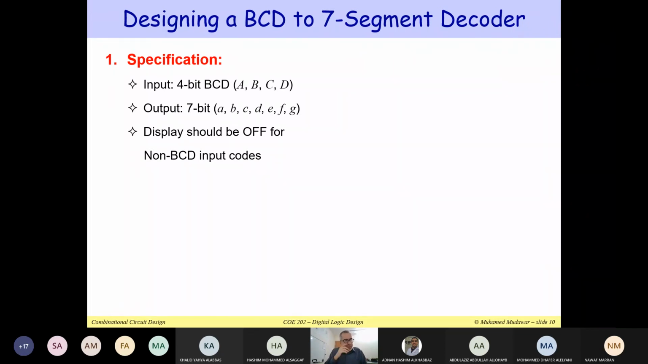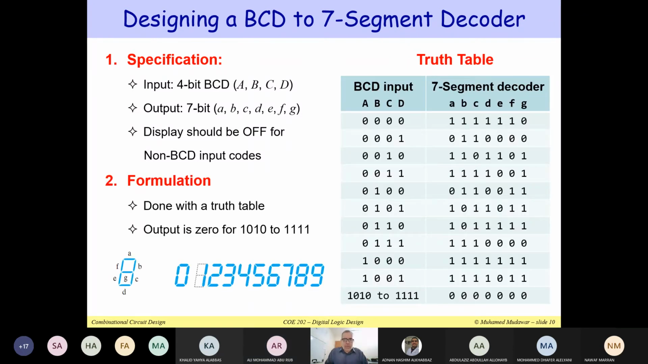Now, what is step number 2? What comes after specification? Students? Formulation. Exactly. So how do we do this formulation? Constructing a truth table, I guess. Exactly. So we need a truth table. So let us draw the truth table. This is called formulation.